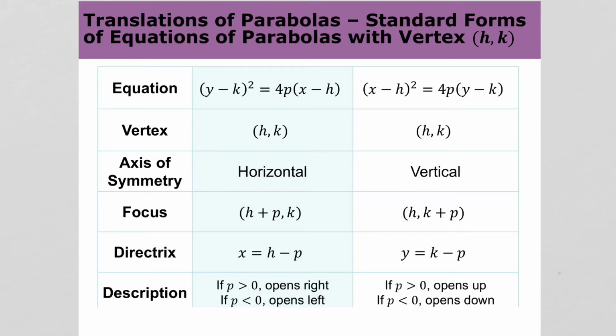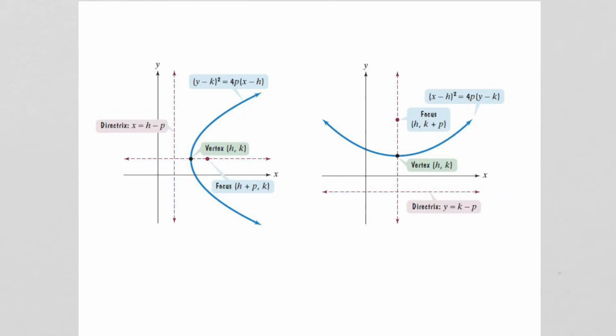What happens if your vertex is not at the origin? Well, then we call the vertex (h, k). You can see that you've got some formulas here for the focus and for the directrix, depending on whether your axis of symmetry is horizontal or vertical. And you can use these formulas to help you, or you can use the graph to help you, or a combination of both. So let's look and see what we've got here for the first example.